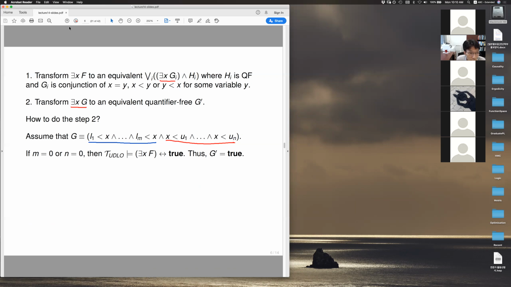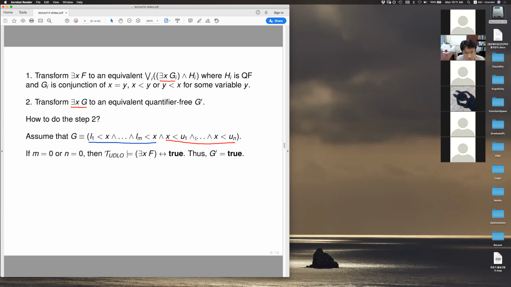The first case is if we don't have any lower bound or we don't have any upper bound. In other words, this blue part, suppose we don't have any blue part, then it is always possible to find X that is less than U1 up to UN, because we are talking about unbounded dense linear order. The last axioms say that it is always possible to find something arbitrarily small. So if M is equal to 0, we can replace this exists X with true.